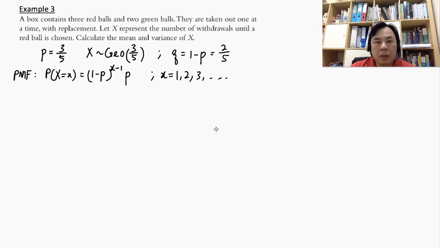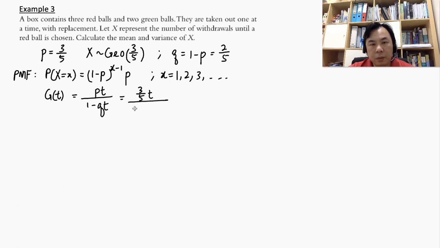Okay, and then the probability generating function for these geometric distributions, I hope that you guys still remember. So the probability generating function for a geometric distribution is given by pt over 1 minus qt. All right. So from here, I'm going to substitute all the values relevant to p and q. So p is 3 over 5 here. q is 2 over 5. And then by doing a bit of simplification, I will be able to obtain this. All right. So I hope that is clear at this point.